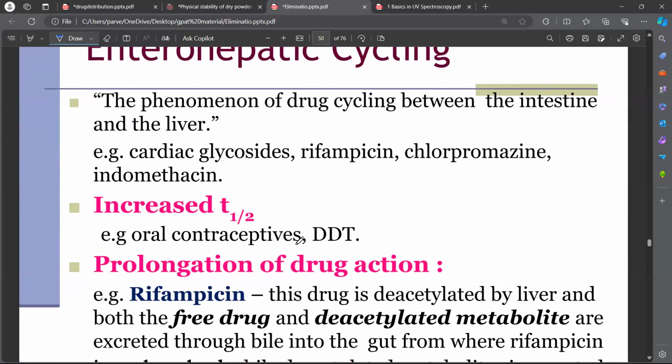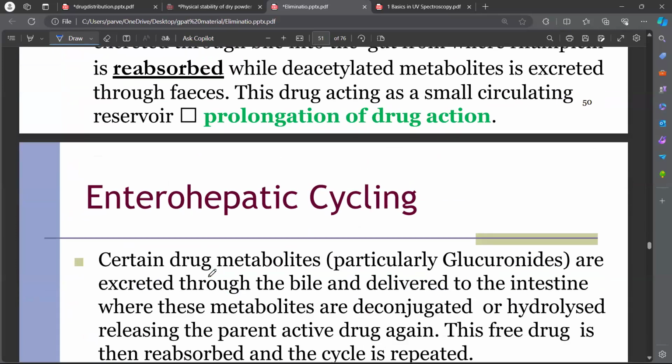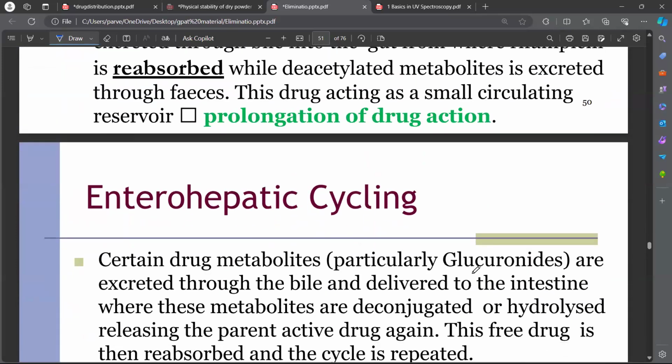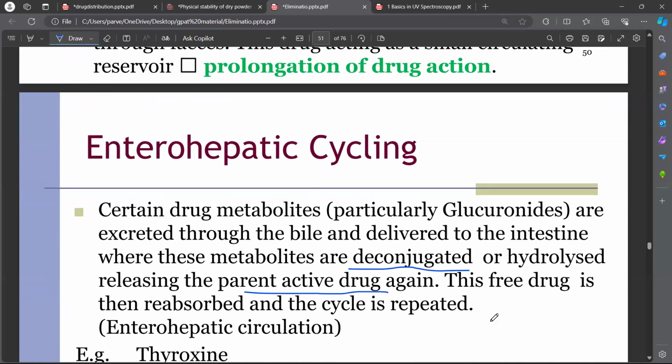Examples include oral contraceptives. By enterohepatic circulation, the half-life is increased and the drug action is also increased. Certain drug metabolites, particularly glucuronides, are excreted into the bile and delivered to the intestine, where these metabolites are deconjugated or hydrolyzed, releasing the parent active drug again. This free drug is reabsorbed and the cycle is repeated.